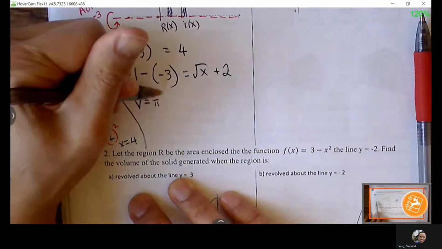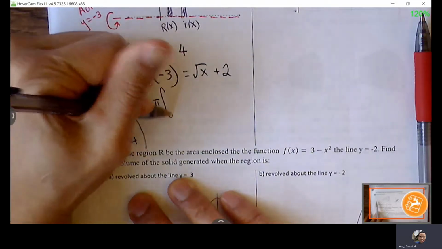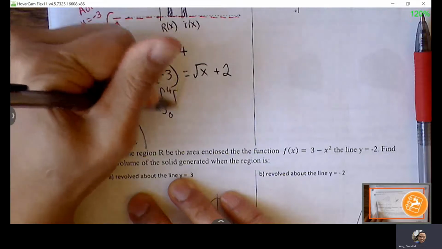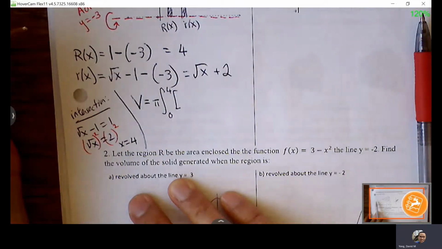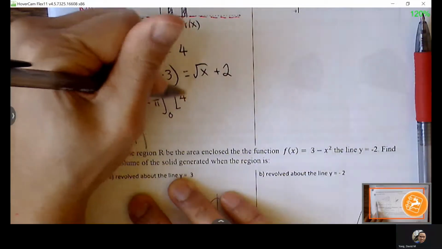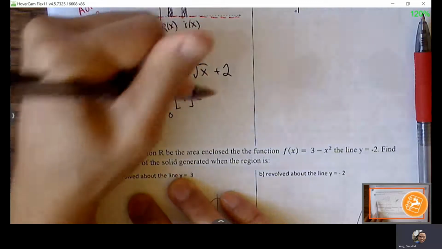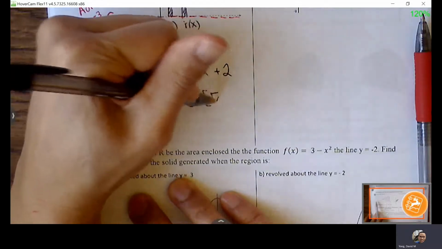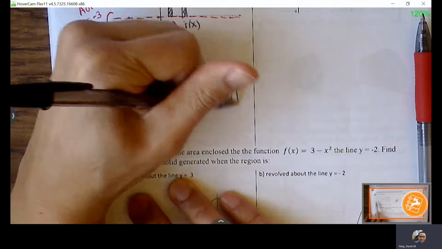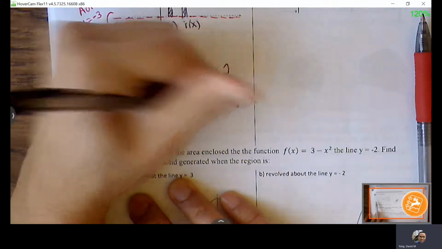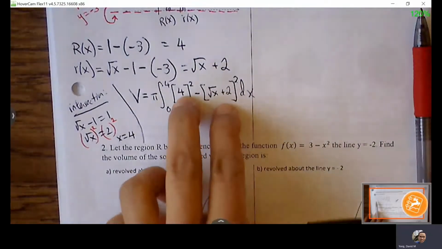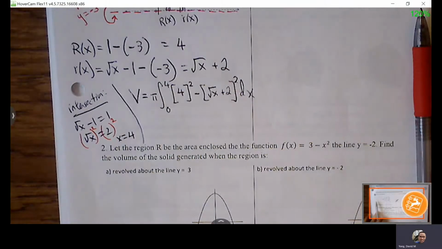Pi, that's the integral from 0 to 4, big radius squared, minus little radius squared. Again, we have to separate the exponents. We can't just subtract and then square once, okay?